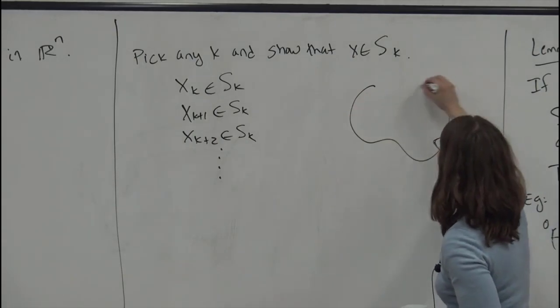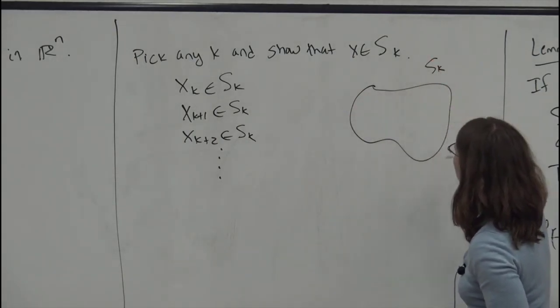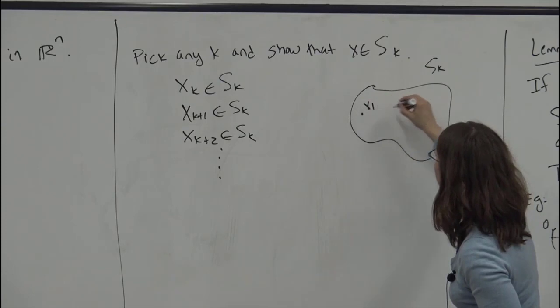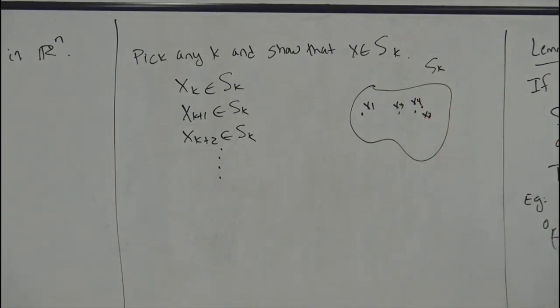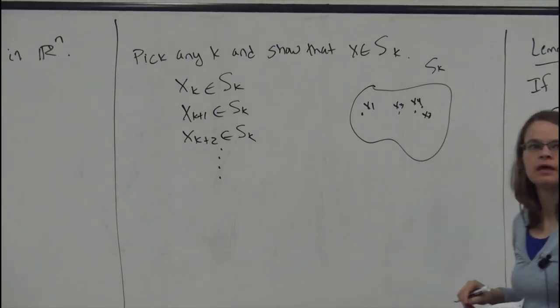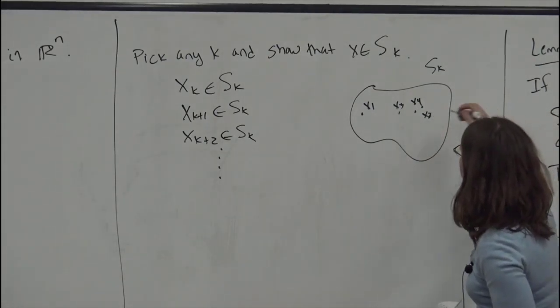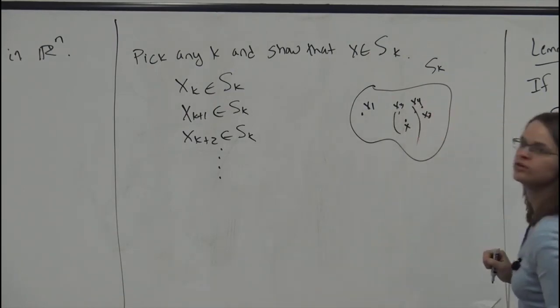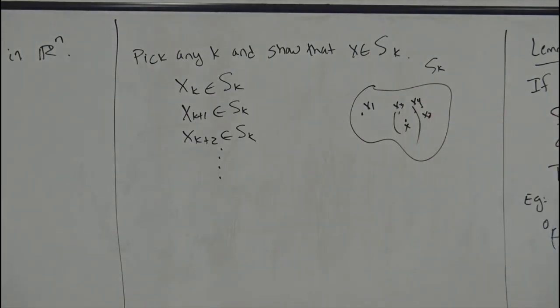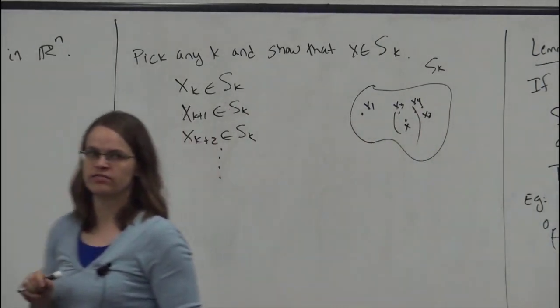Okay, so here's our S_k. Here's x1, x2, x3, x4. We know they're converging to something. The fact that we're converging to something, call that x, means that if I draw any neighborhood around here, I can find a point that lies in that neighborhood, no matter how small. And all of those points lie in S_k. So x is a limit point of S_k.